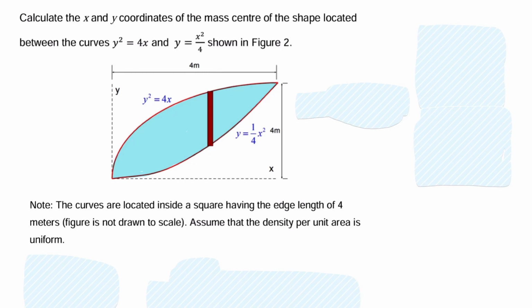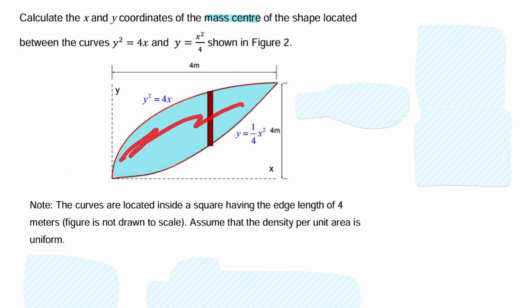So in this question, we're given two curves and we're asked for the coordinates of the center of mass. They call it the mass center. It's also referred to as the center of gravity or the centroid. So they want the coordinates x bar and y bar of the center of gravity.